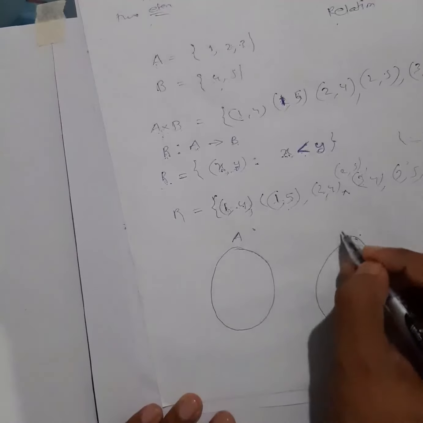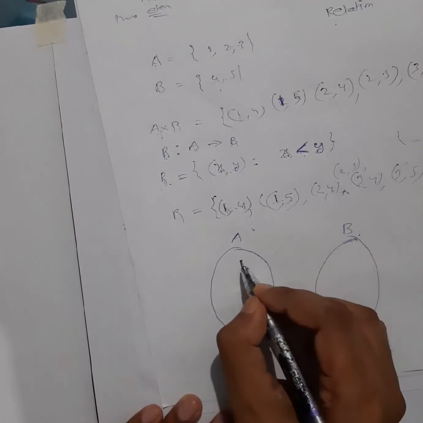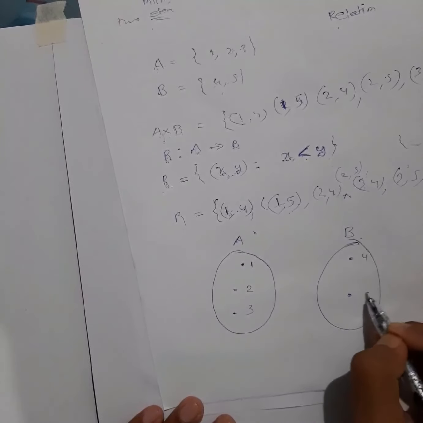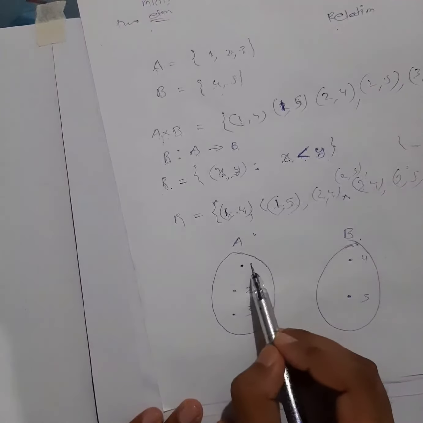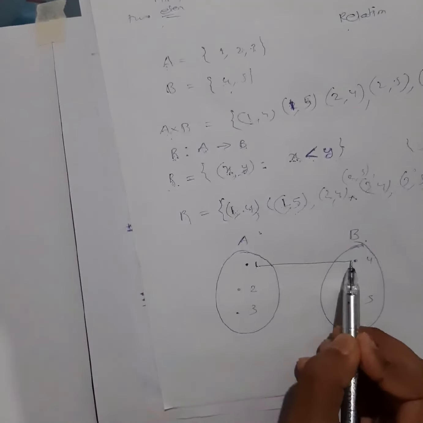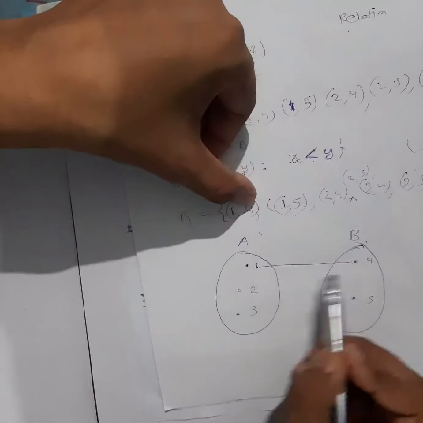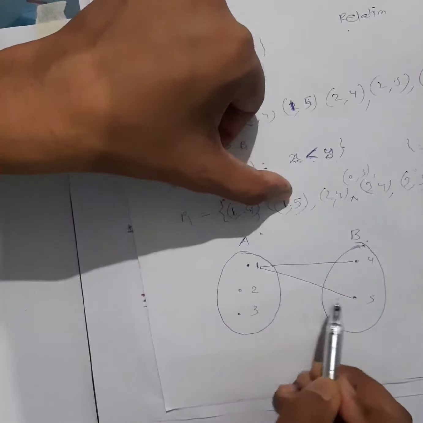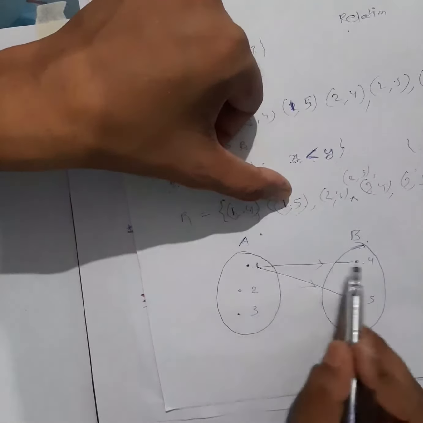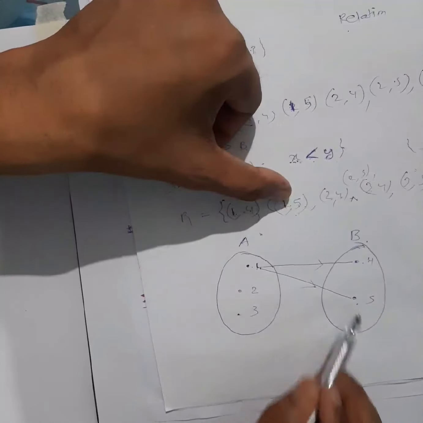This is your set A, this is your set B. In set A, what are the elements? 1, 2, 3, right? In set B, what are the elements? 4, 5. Okay. Now 1, is it related to any element of this? Yes, of course it is related to 4. You can see from the relation set. 1 is also related to 5, so we show something like this in the arrow diagram. This arrow means this is related with this one.